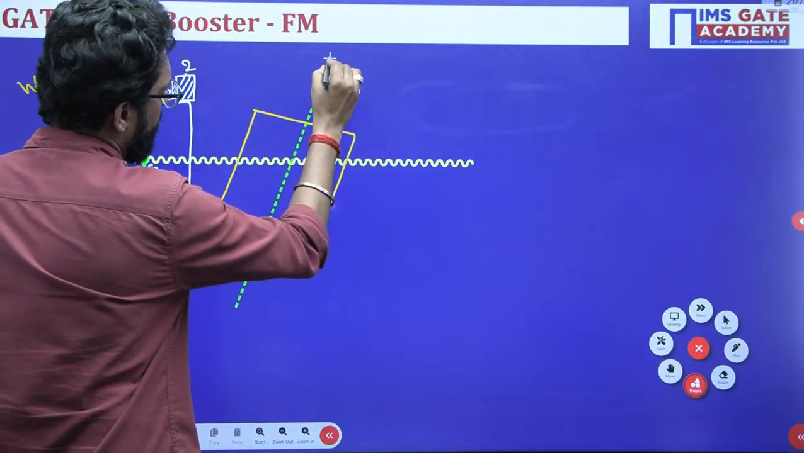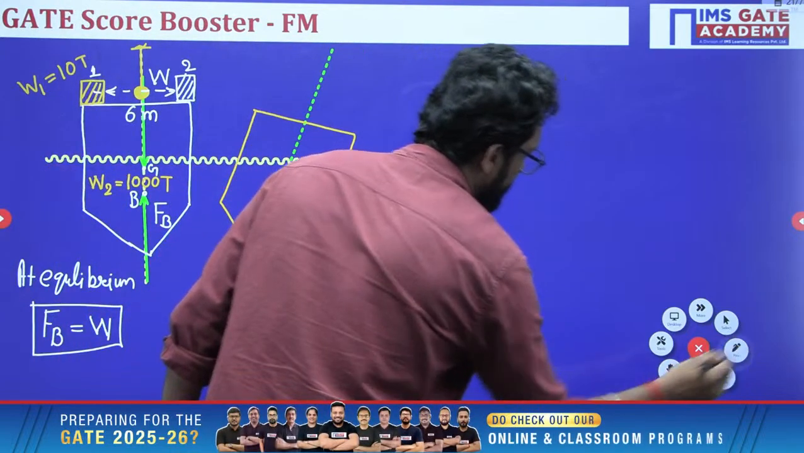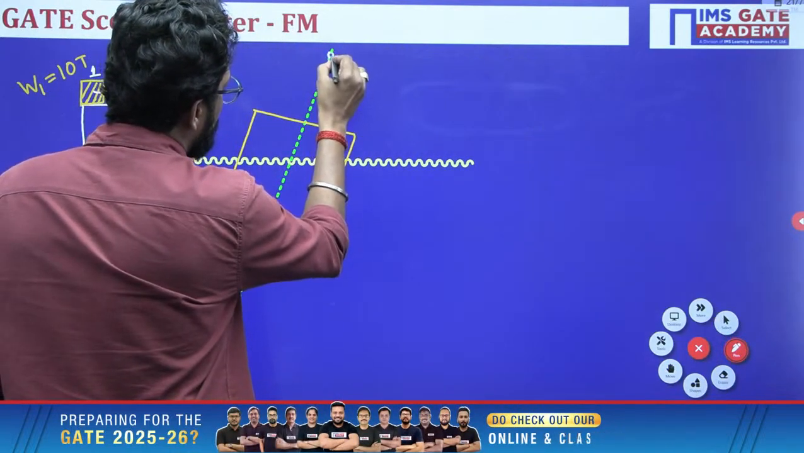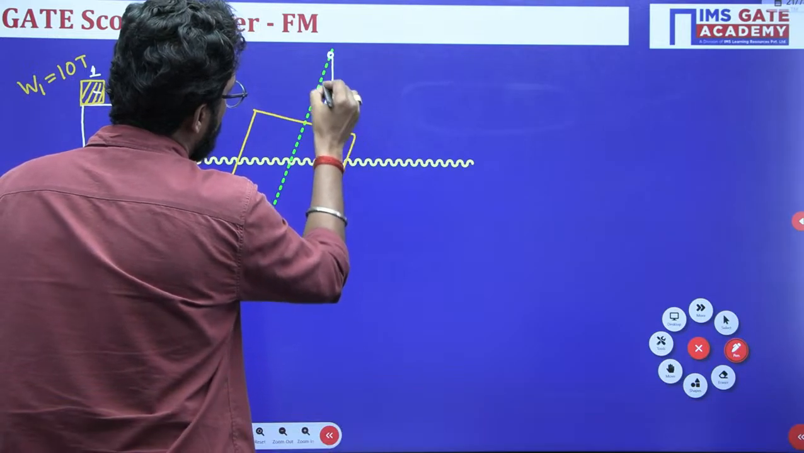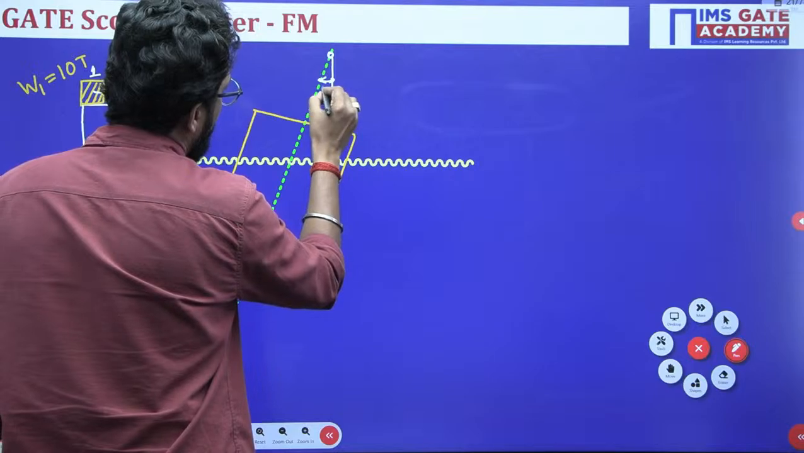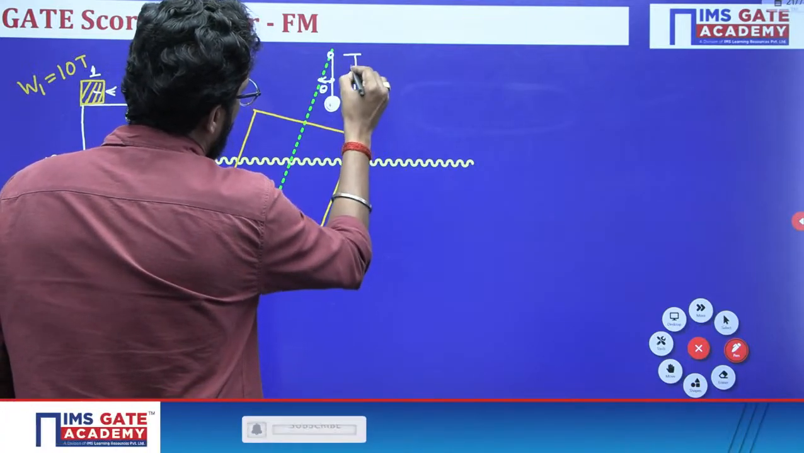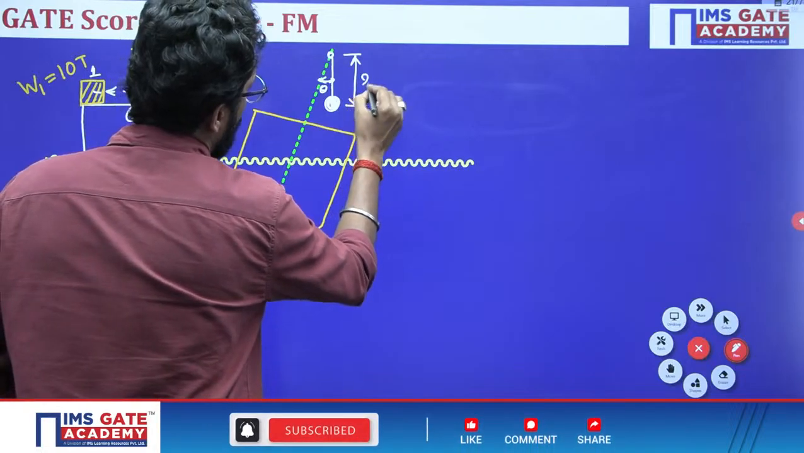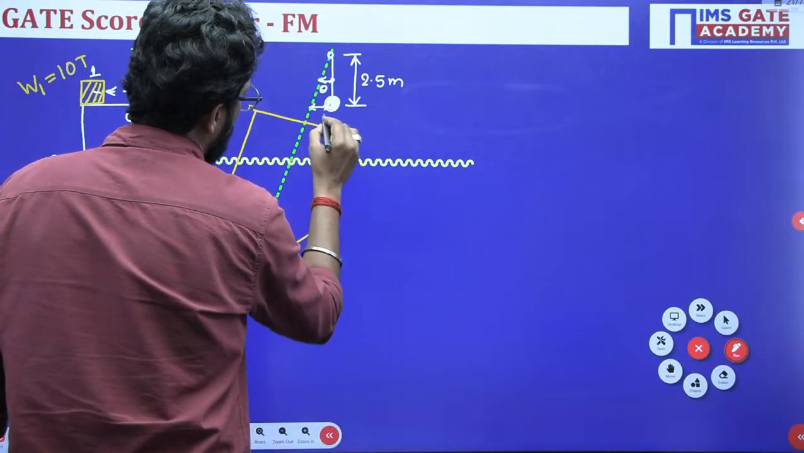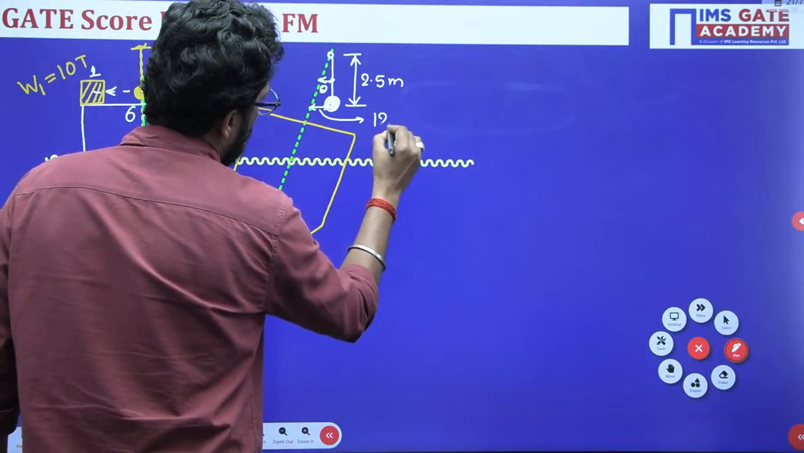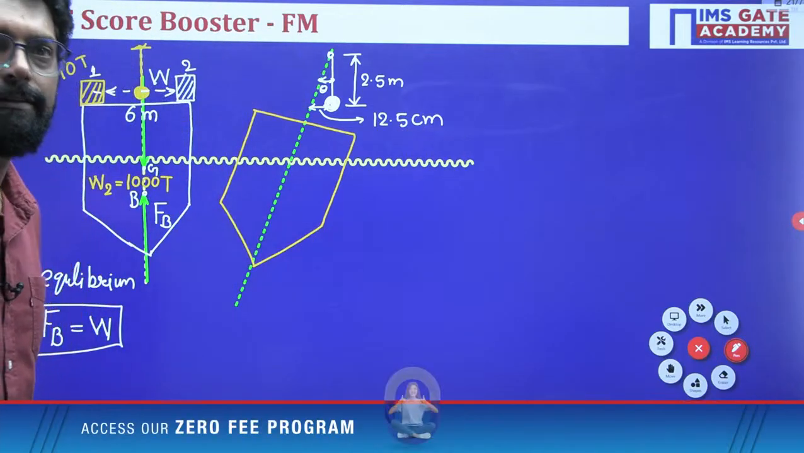This ship will tilt, and during the tilt, this pendulum makes an angle theta. The length of the pendulum is given as 2.5 meter, and it swings 12.5 centimeter. It will be tilted.